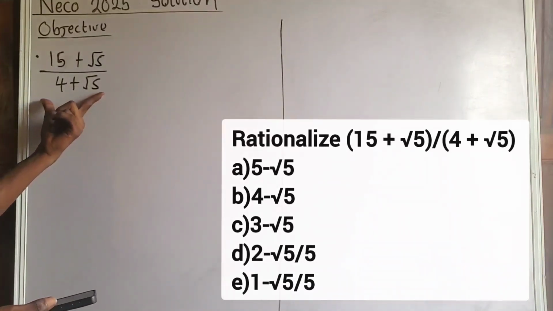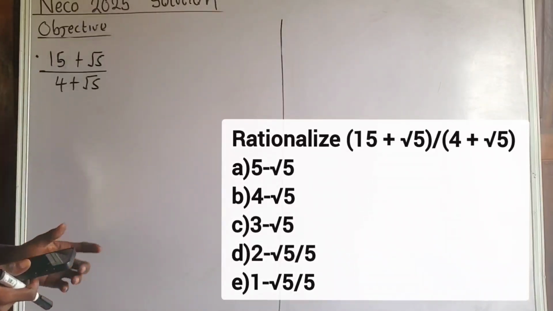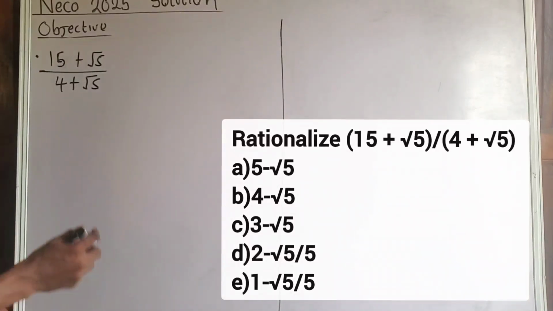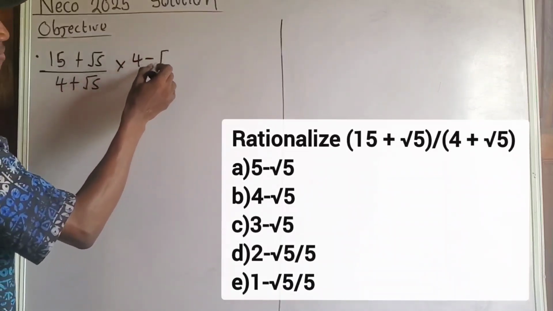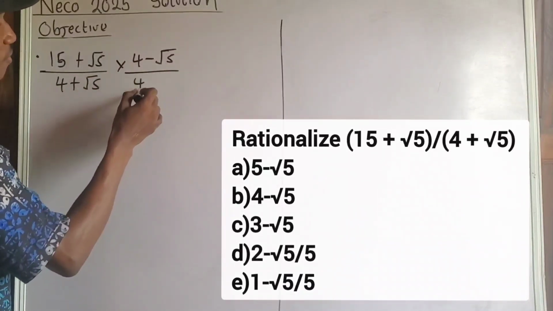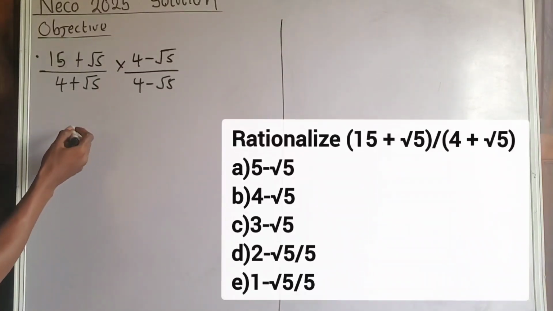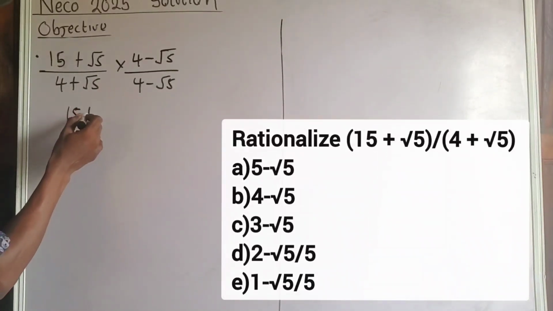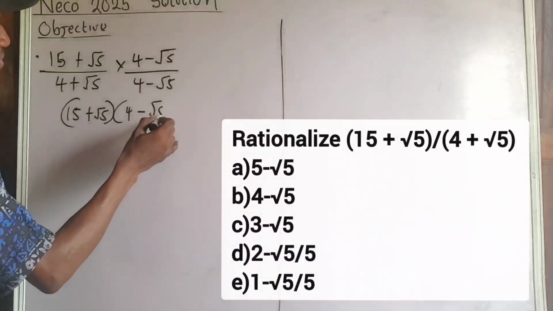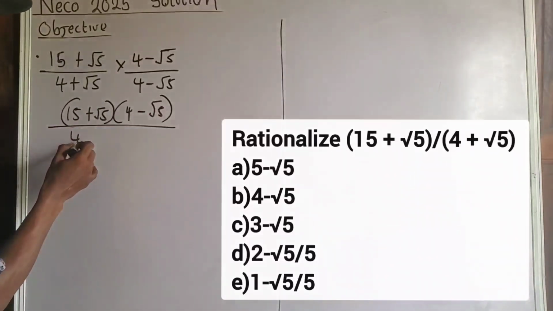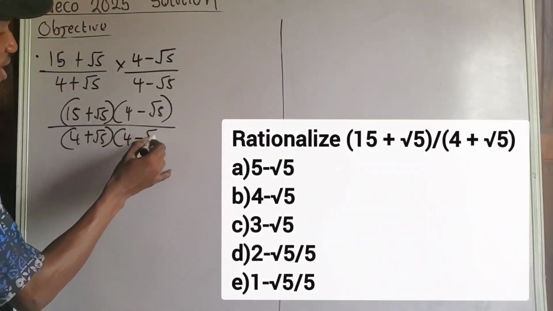So for this now, if you want to rationalize this, you have to multiply both the numerator and the denominator by the conjugate of the denominator. The conjugate of the denominator is 4 minus root 5. This over 4 minus root 5. By so doing, you are going to rationalize the surd. So for this, I'm going to have 15 plus root 5 multiplied by 4 minus root 5, over 4 plus root 5 multiplied by 4 minus root 5.